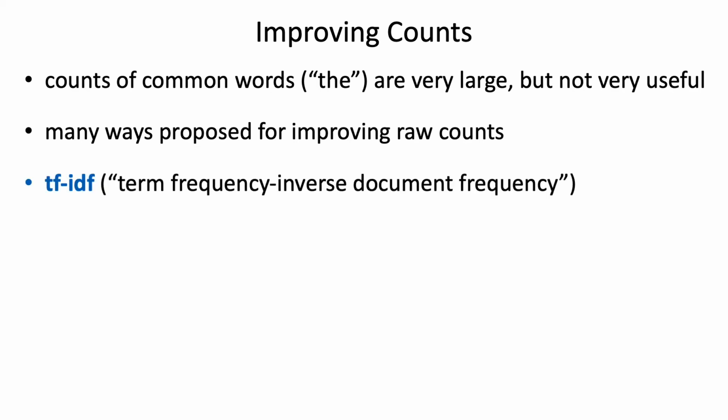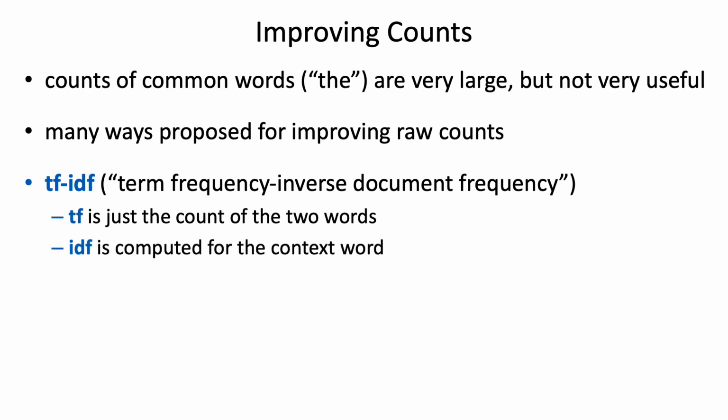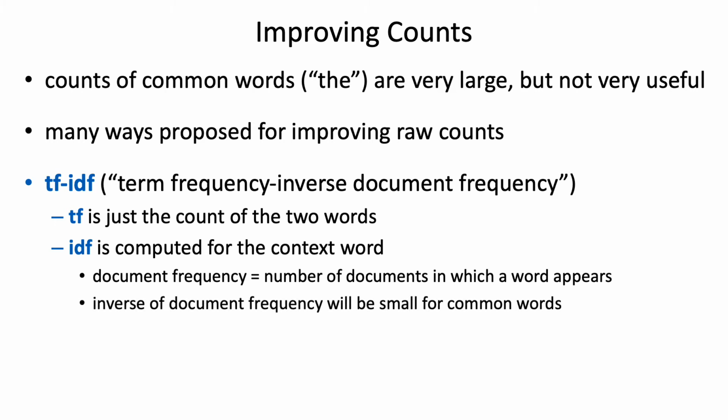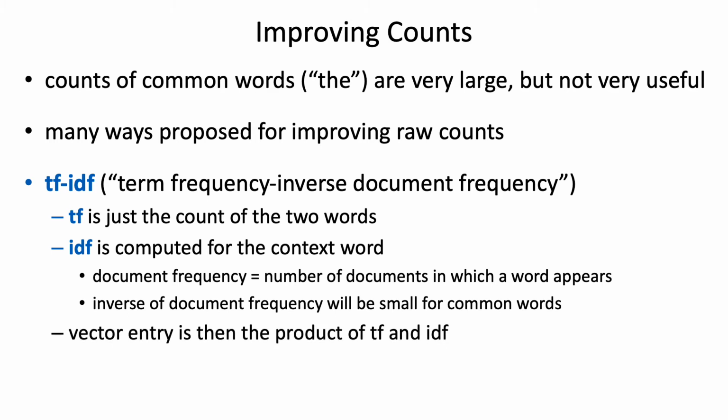One method is TF-IDF, which is a classic method in information retrieval. TF, the term frequency, is just the counts we already computed, but we multiply it by IDF, the inverse document frequency. A word's document frequency is the number of documents containing the word, so the inverse of that is going to be small for the most common words. We often use measures like sentence frequency instead of document frequency, as well as various transformations of the raw frequencies, but we still just call it IDF as that's a standard term. Then our vector entry is the product of TF and IDF, which ends up downweighting the counts of common words.